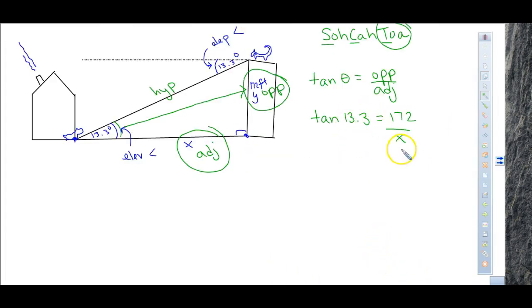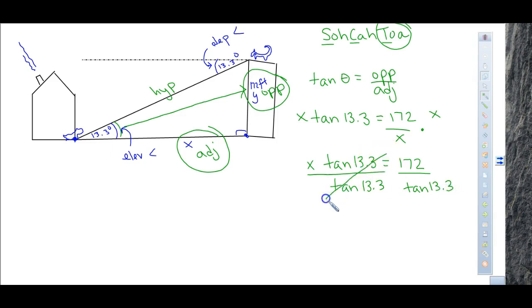There is a little trick to solving these when x is on the bottom. Let me show you the long way first because you know how we teachers can be. Multiply both sides by x. So what I have is x times the tangent of 13.3 is equal to 172. And then divide both sides by tangent of 13.3. If you didn't have a calculator, you would just leave it just like that: 172 divided by tangent of 13.3. If you do have a calculator, go ahead and put that in and figure out that it's going to be 727.6 feet.